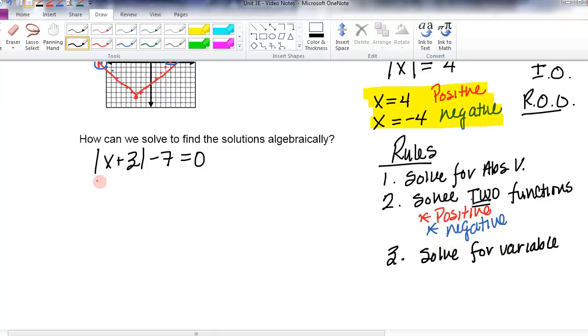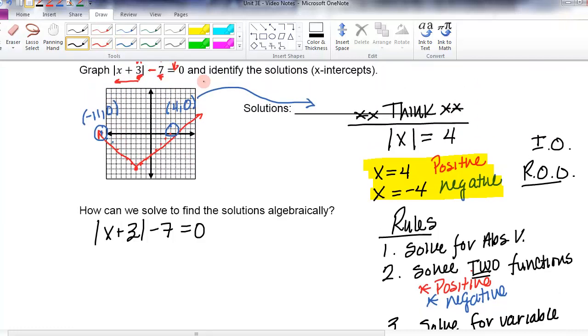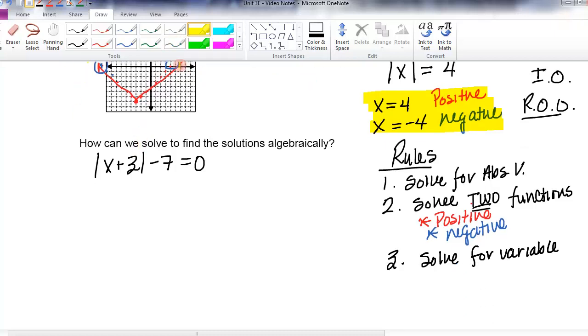So we're going to solve once for the absolute value, then we're going to break it apart and solve for the positive version and the negative version, and then finally we're going to solve for that variable in each of those so that we end up with the 2 possible solutions. And what we should see is that we should come up with negative 11 and 0, and we should come up with 4 and 0. That's what we should find when we solve this algebraically. So let's go ahead and attempt to do that.